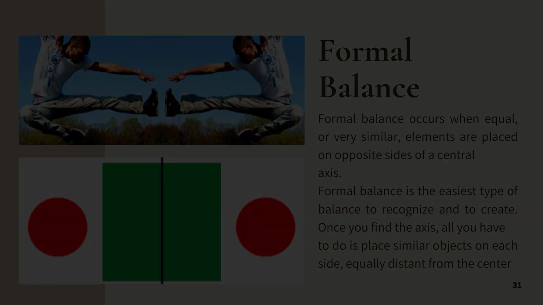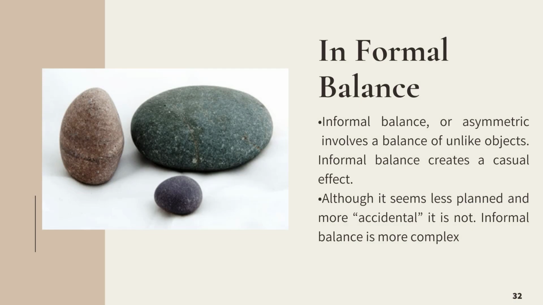All right, so informal balance actually is asymmetric, which involves a balance of unlike objects. All right, so informal balance creates casual effects. So sometimes using informal balance will be more effective than actually using formal balance.